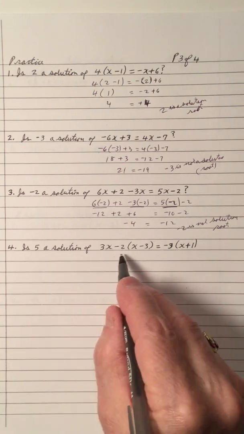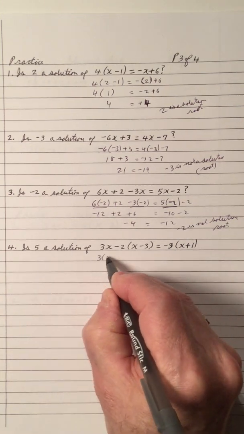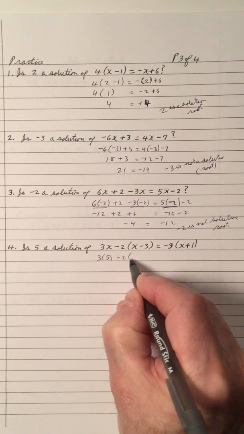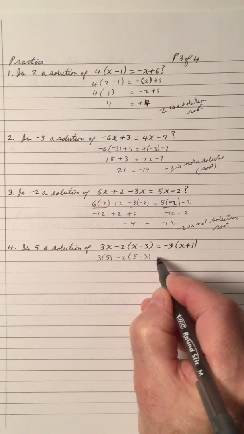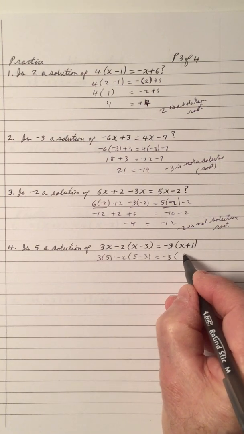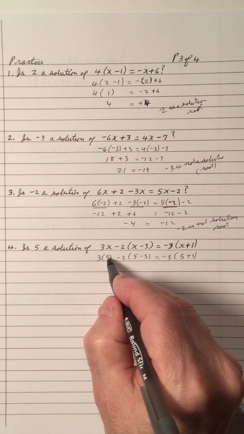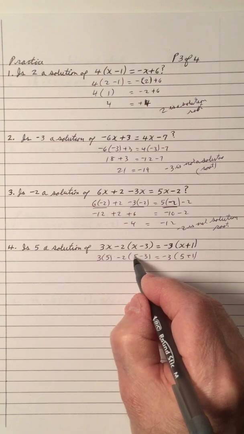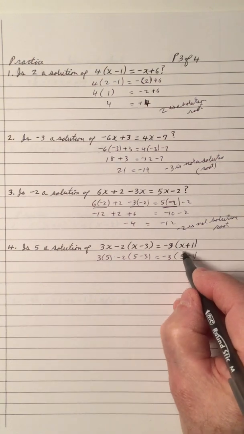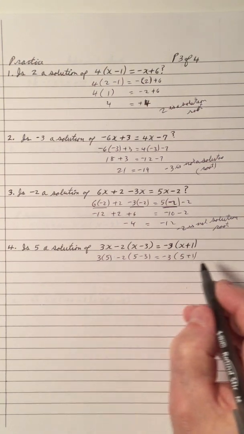Let's put 5 in this one in the place of x. I'm subbing 5 in. Let's see. 3 times x is 3 times 5 in a bracket. 5 goes here, so I don't need a bracket. And 5 goes here, so I don't need a bracket.